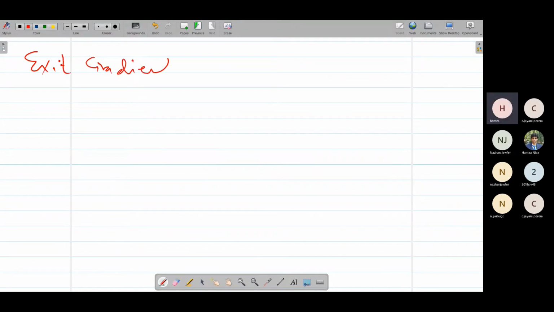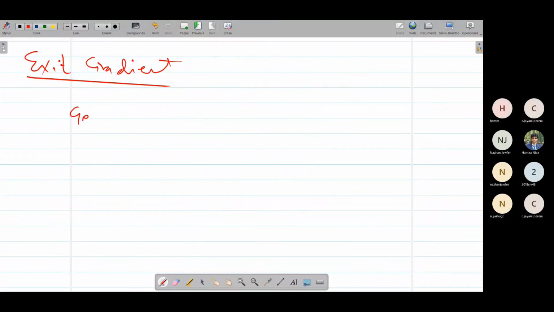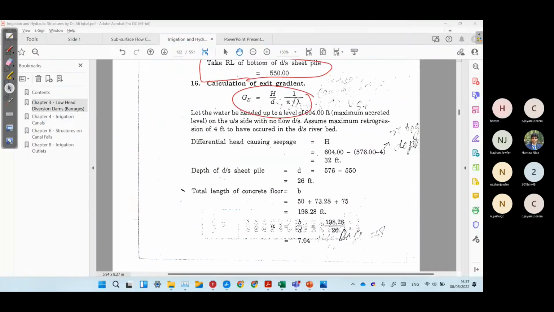Exit gradient for downstream sheet pile. For exit gradient, our formula is GE is equal to H over d times 1 over pi root lambda.